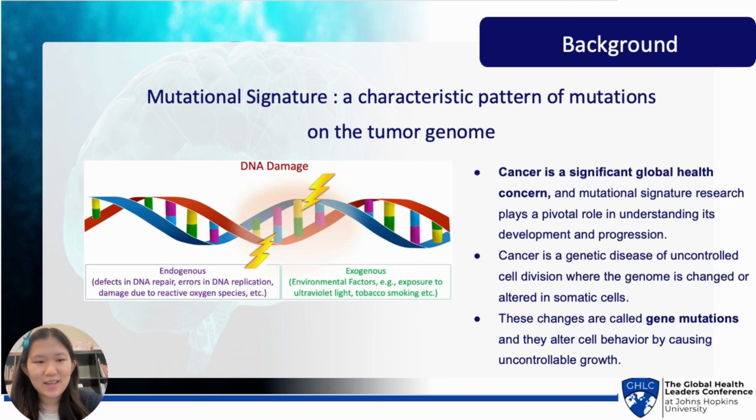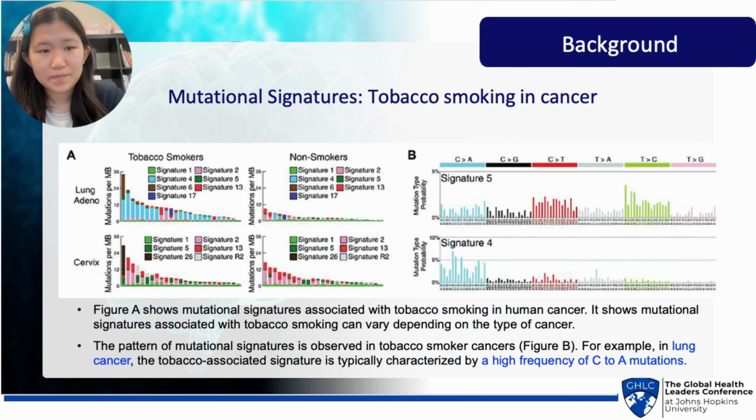How? Let's consider cancer. Do you know how cancer develops? Cancer is a significant global health concern and is caused by mutations in genes. Each mutational process imprints a characteristic pattern of mutations on the tumor genome, which is known as a mutational signature.